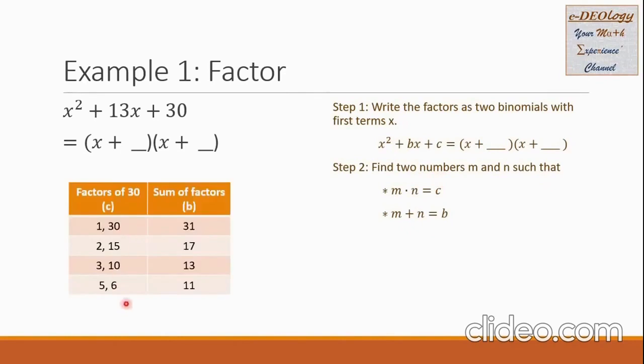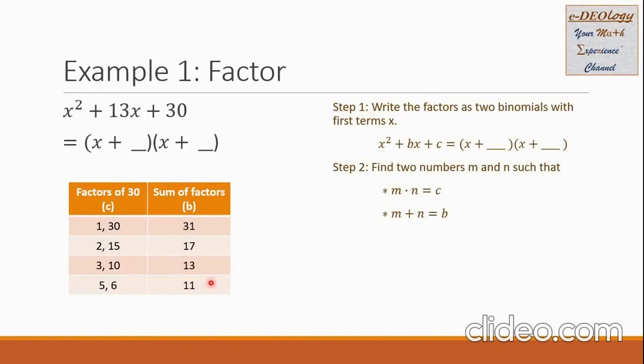Here is the list of factors of 30. The first is 1 and 30. The second is 2 and 15. Third, 3 and 10. Fourth, 5 and 6.